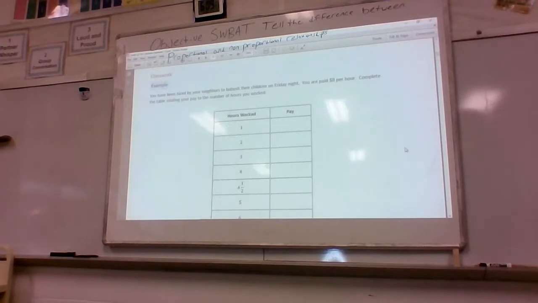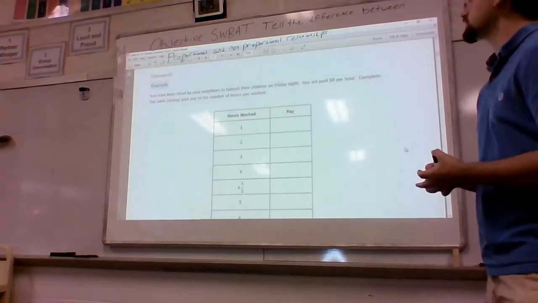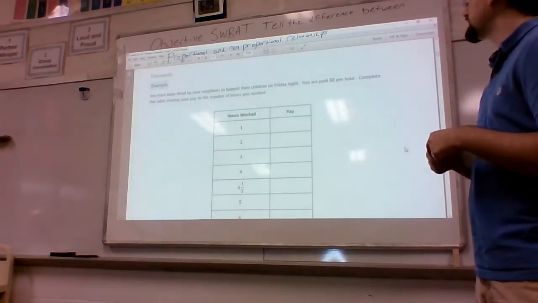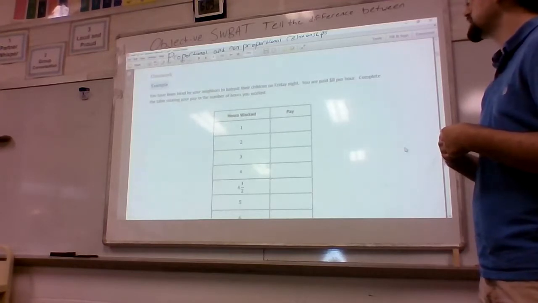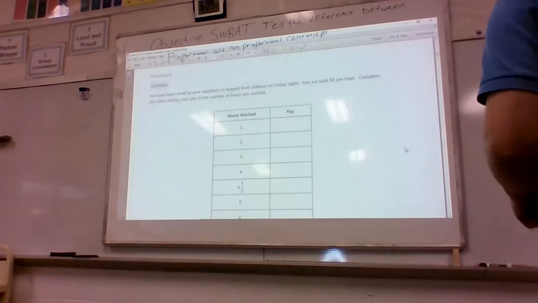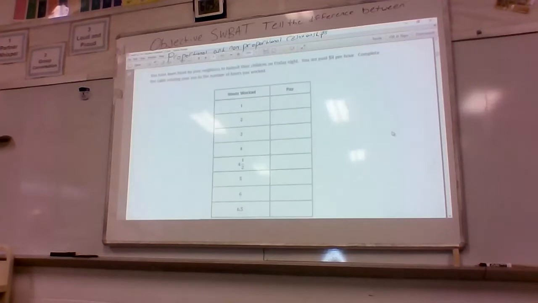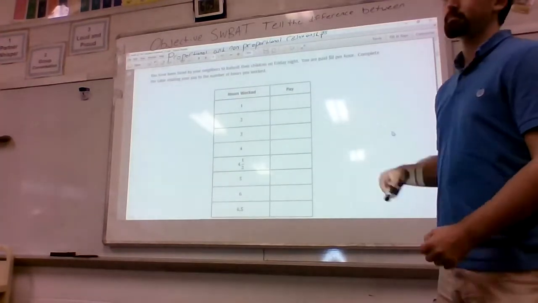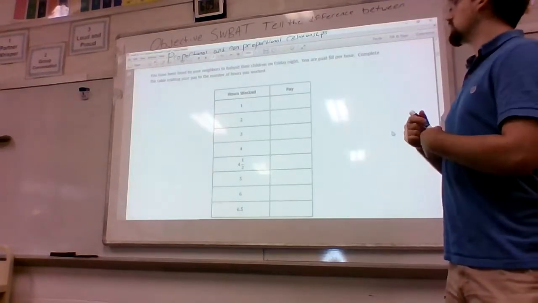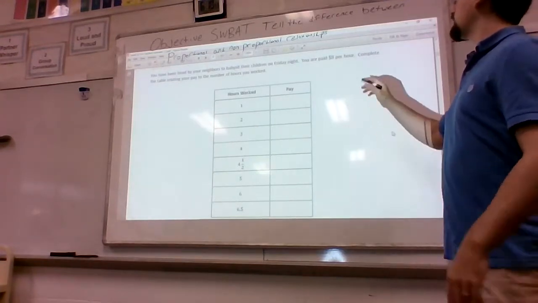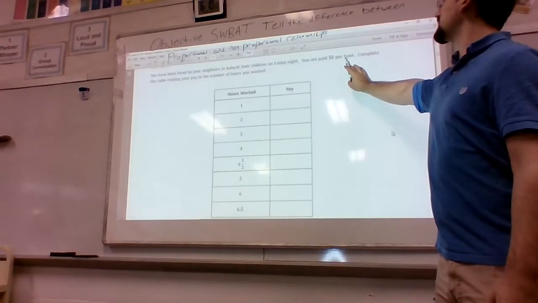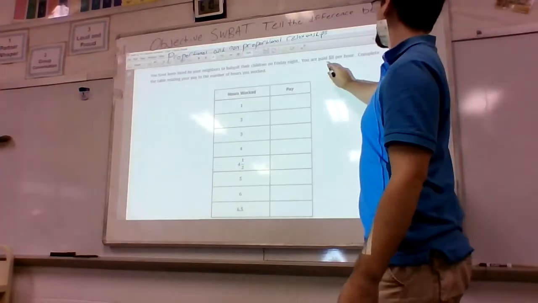You have been hired by your neighbors to babysit their children on Friday night. You are paid $8 per hour. Complete the table relating your pay to the number of hours you worked. Okay, so $8 per hour. All right, so in 1 hour, per basically means in 1. So that's our ratio right there.